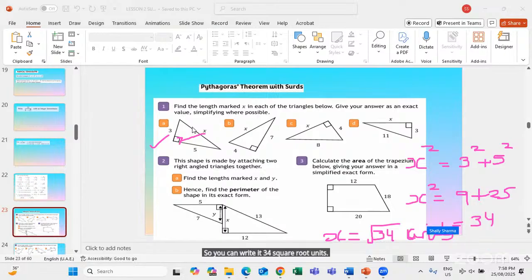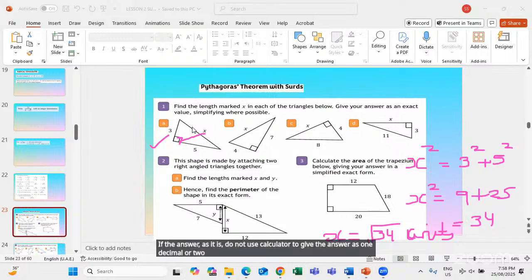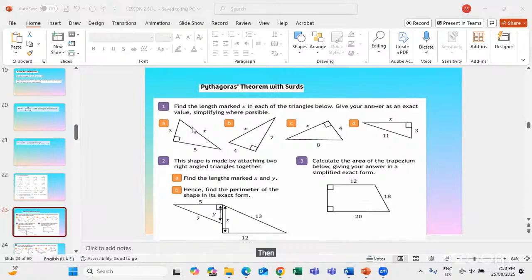Now here this is a surd. Keep the answer as it is. Do not use a calculator to give the answer as 1 decimal or 2 decimal points. Then in the same way you have these kinds of questions here.